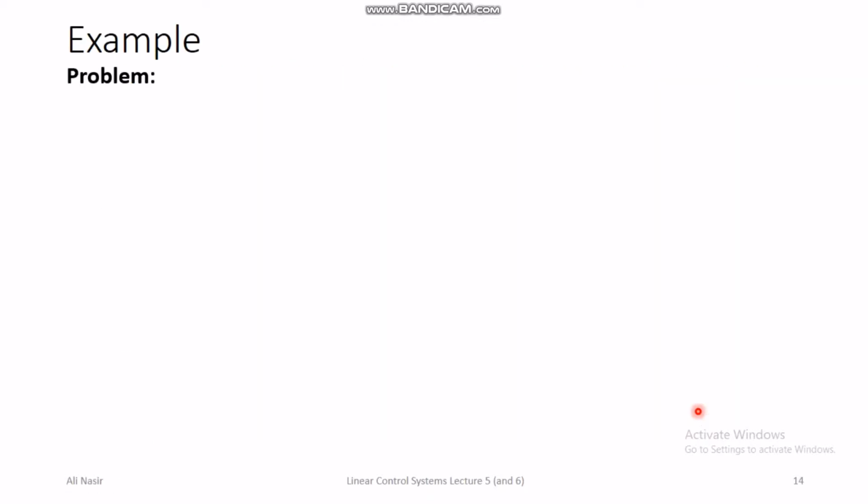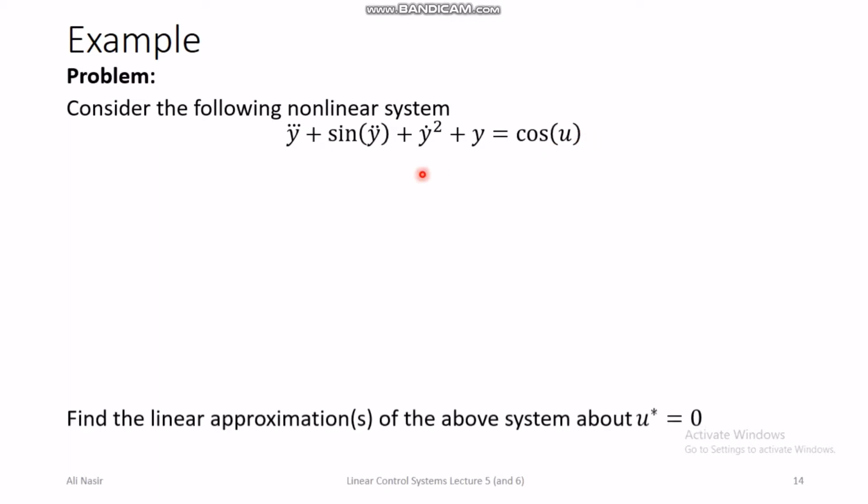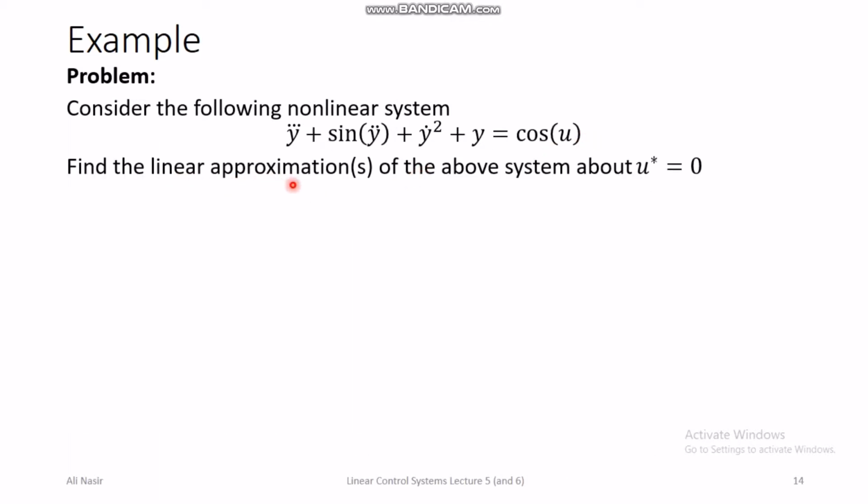So for example, now let us do some mathematical example. Consider the following nonlinear system: y triple dot plus y sine of y double dot plus y dot square plus y is equal to cos of u. This is a single input single output system.